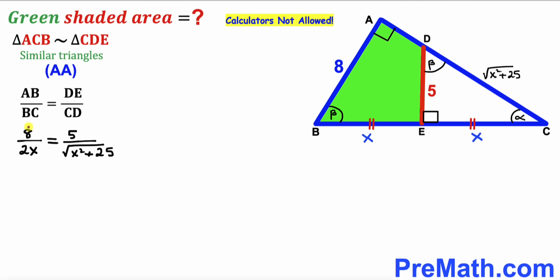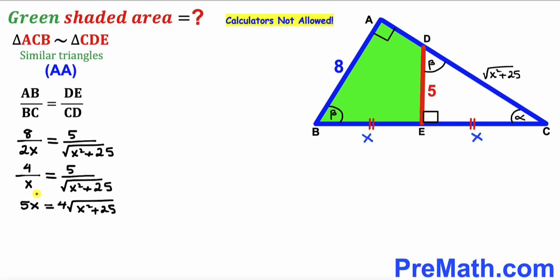Now let's focus on this left hand side. This fraction reduces to simply 4 divided by x, as you can see in this next step. Now we are going to cross multiply. So we are going to get 5 times x equals 4 times the square root of x squared plus 25.